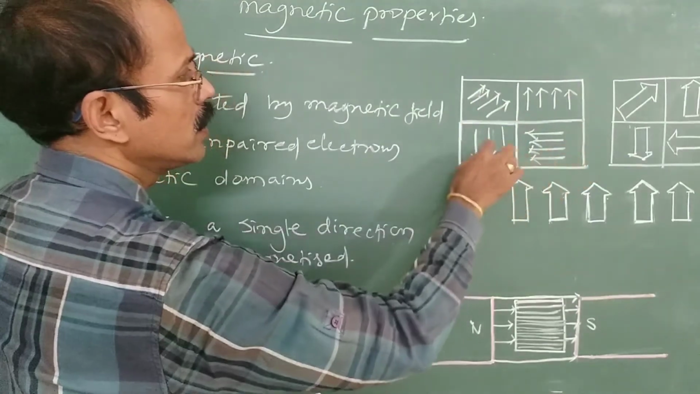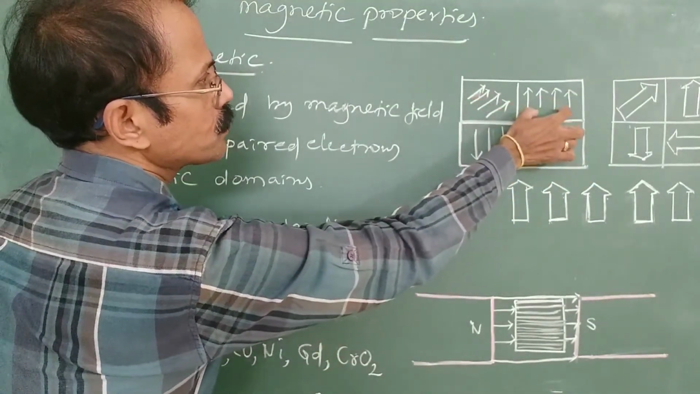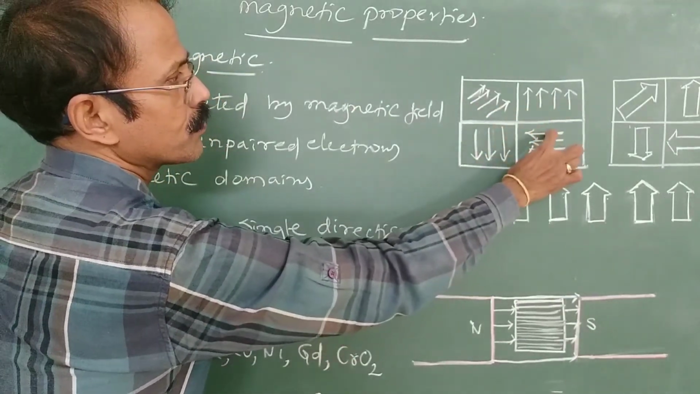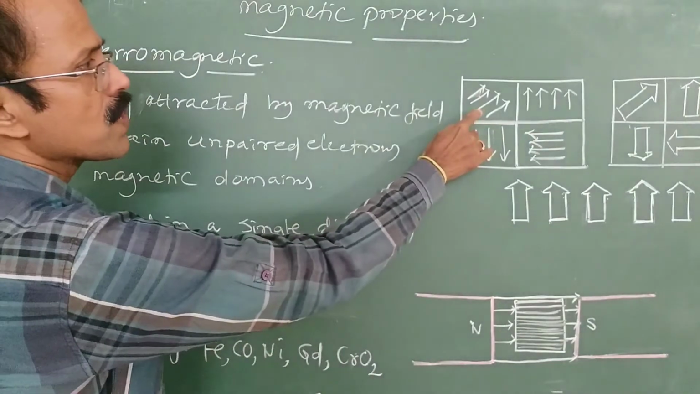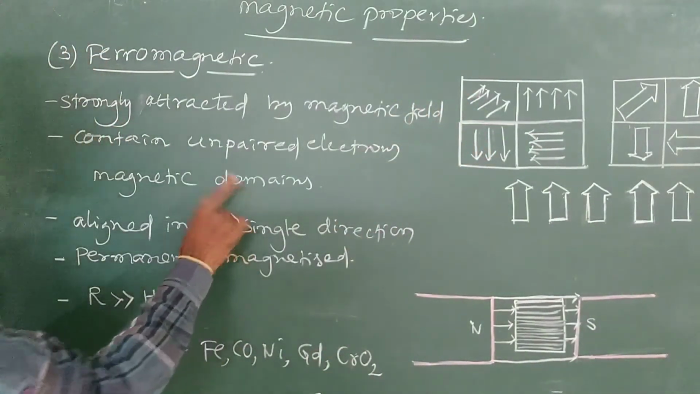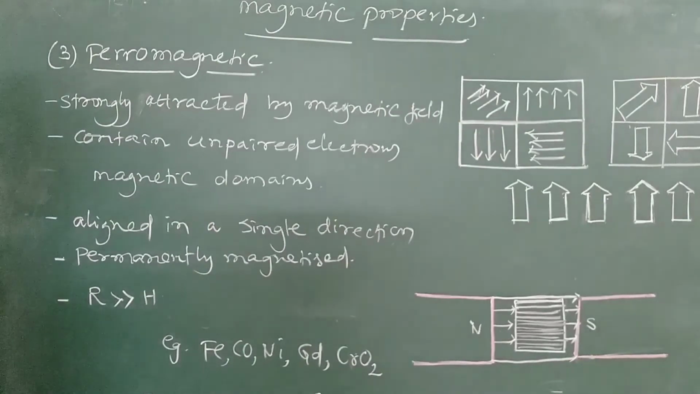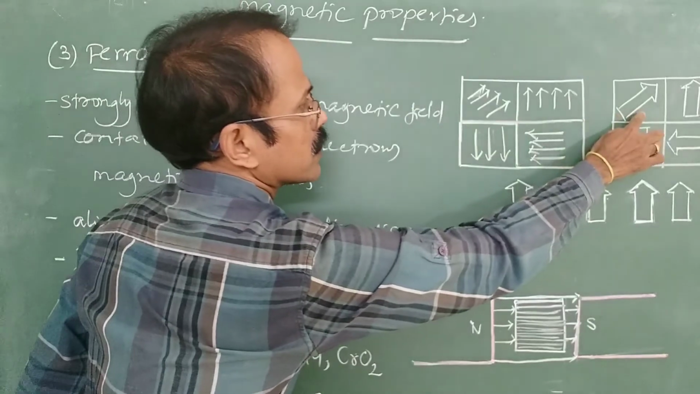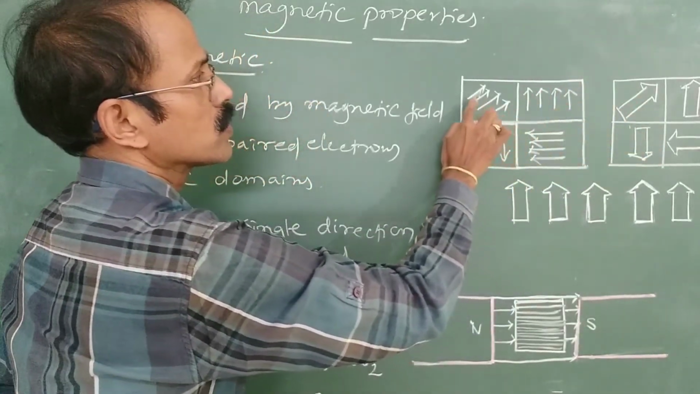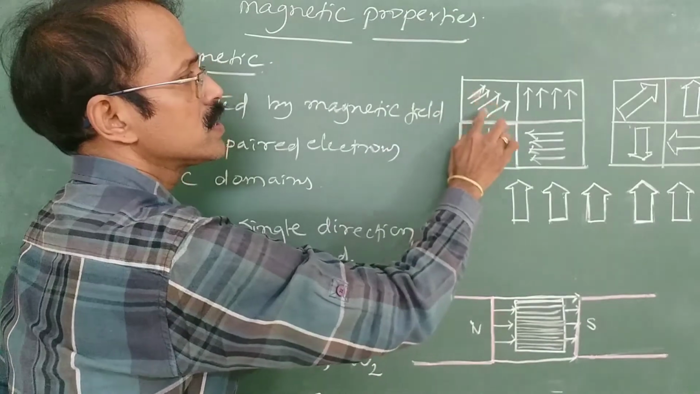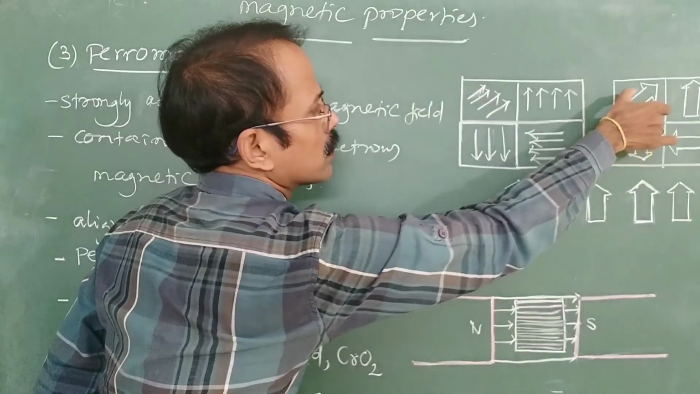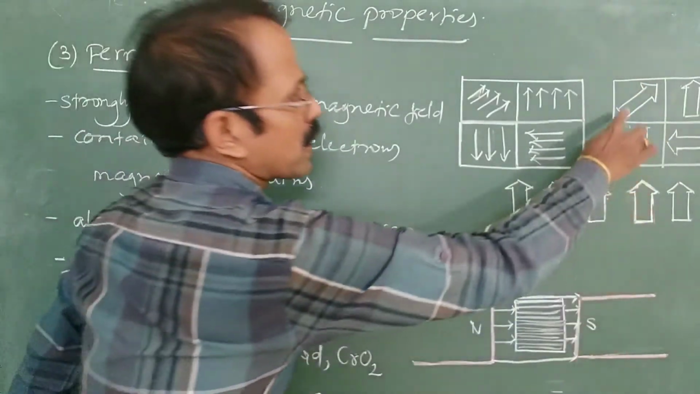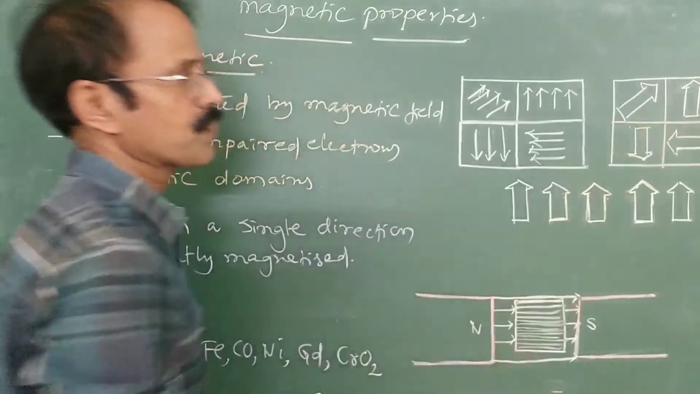So these are unpaired electrons with parallel spins, but these unpaired electrons are aligned in a single direction. That is why you will find a group of unpaired electrons aligned in a single direction like this. This group of unpaired electrons aligned in a single direction is known as a magnetic domain, and the magnetic domains can be represented like this with a bigger arrow. So this is a magnetic domain containing a number of unpaired electrons, but here I have represented it with a bigger arrow like this. These magnetic domains are randomly aligned again, right?